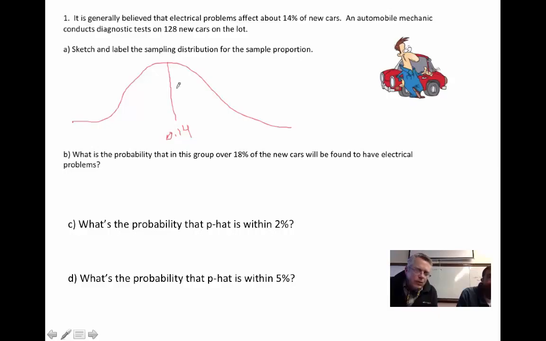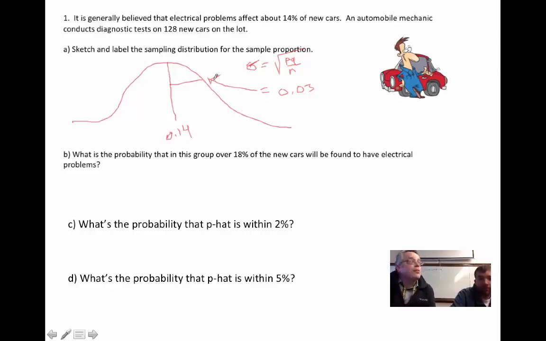To calculate that, sigma equals the square root of PQ over N, which is 0.03. Better than last time. It's a smaller standard deviation. Right, the smaller the standard deviation, the better. That means the values will be close to the true value.